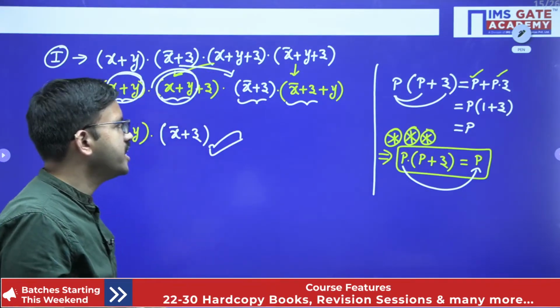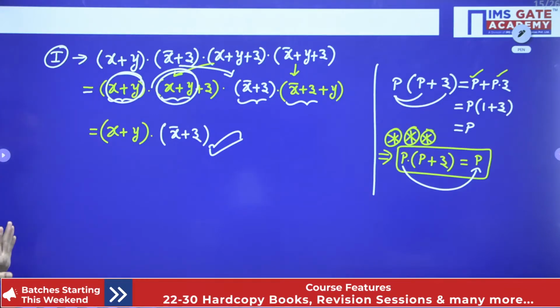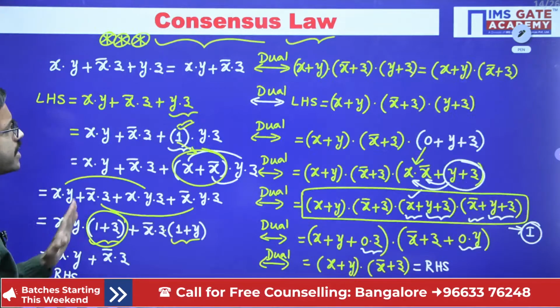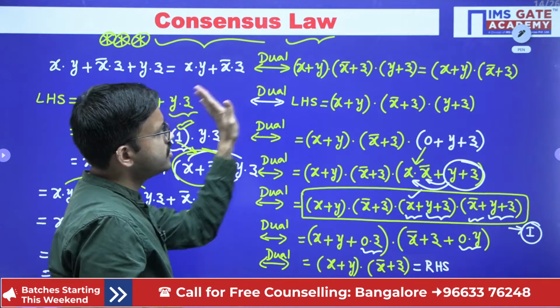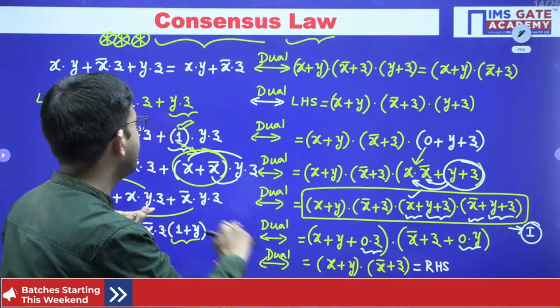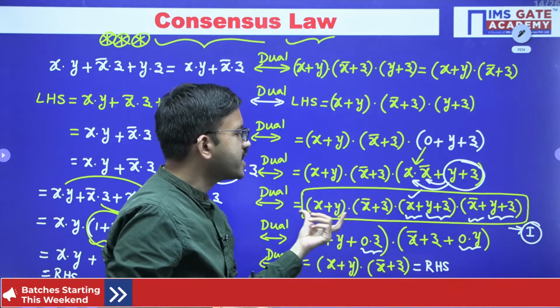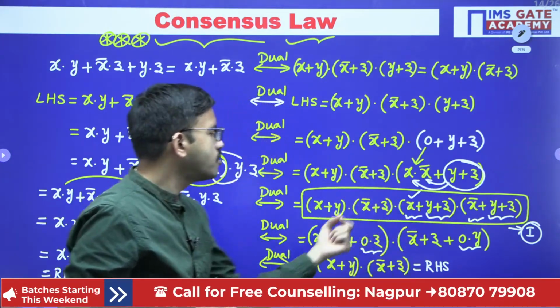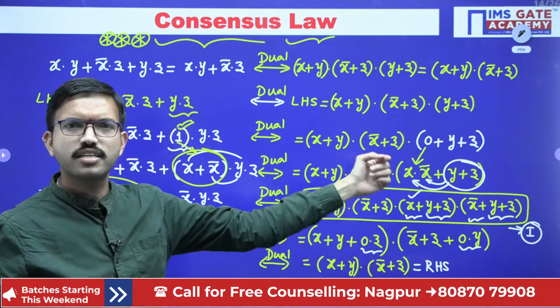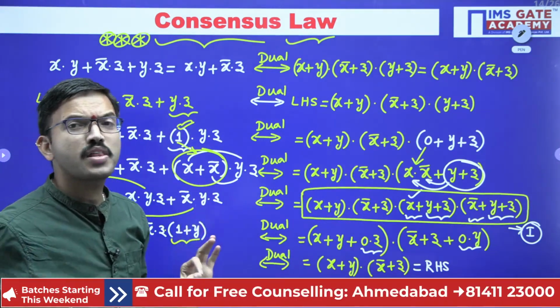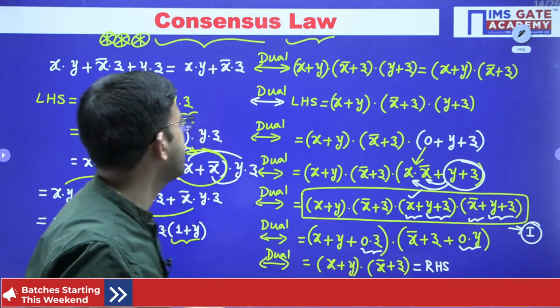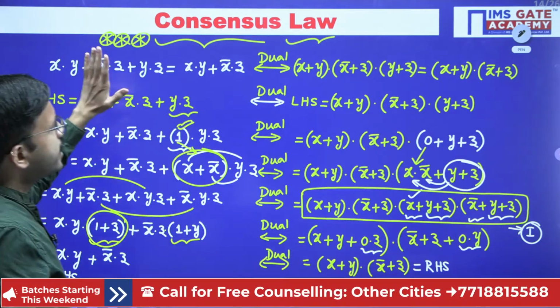Okay, so here we have discussed the proof of this equation and the proof of this equation, and with the help of duality we have derived it. And suppose you are getting one equation like this, how to directly get this equation, regarding that also I have discussed the shortcut. Now this is the most important thing. What is that? Regarding consensus law.